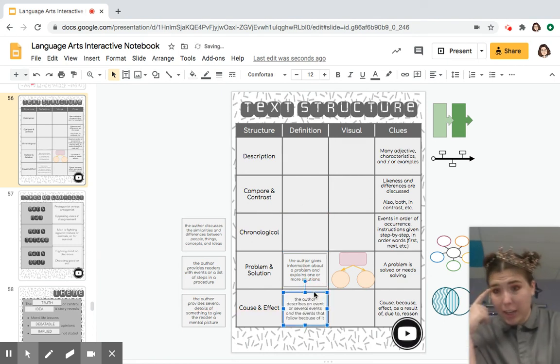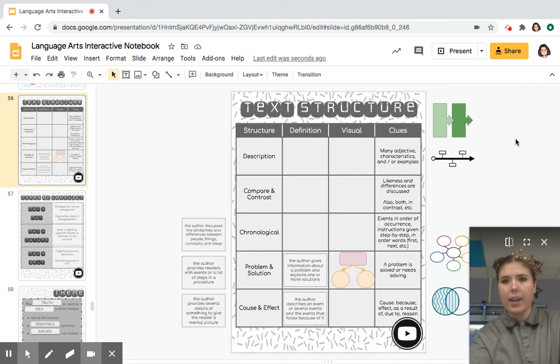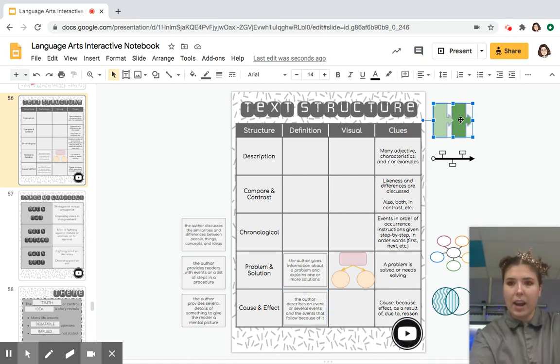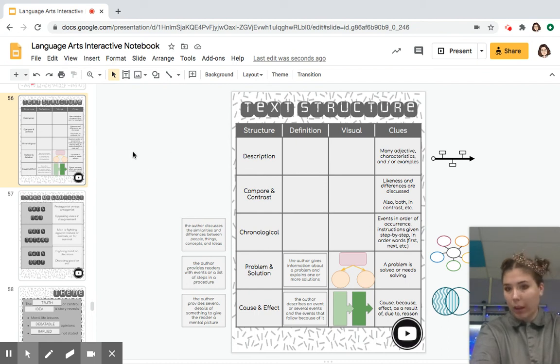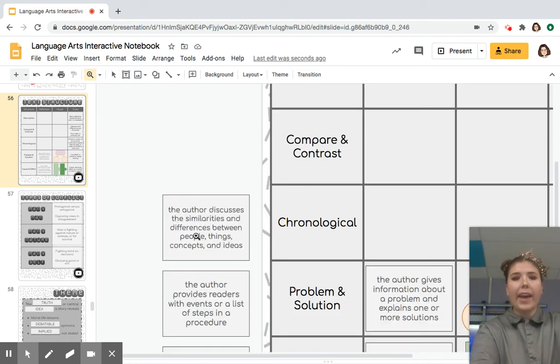It's always good to check yourself, because even 75-year-old Miss J's messes up. Now, cause and effect are going to be these green boxes, because one light green effect leads to the dark green effect, which might lead to another effect. The more you know. Miss J's can be wrong. Okay.